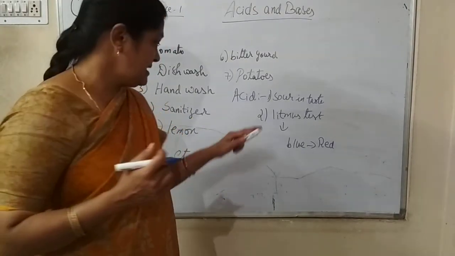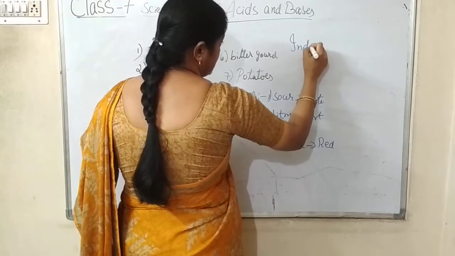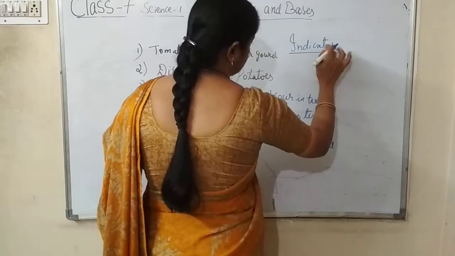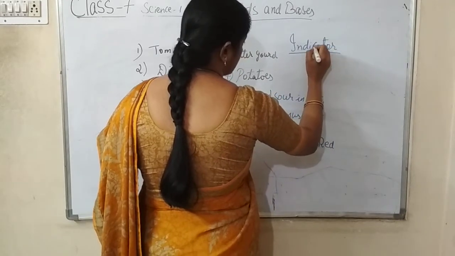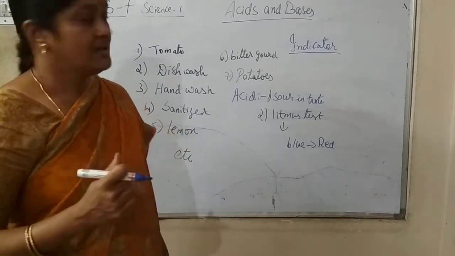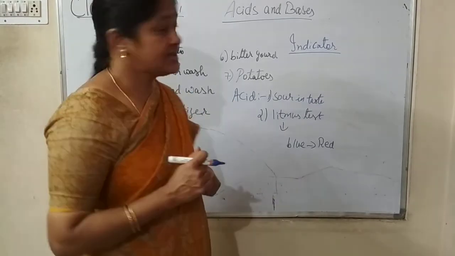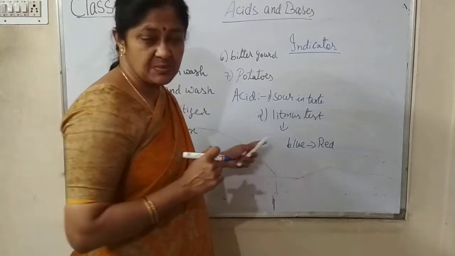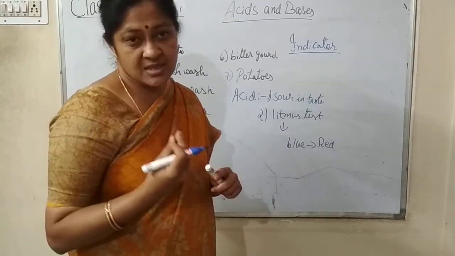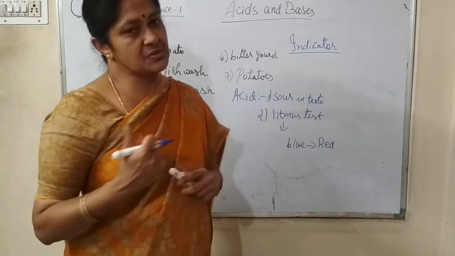And litmus paper is called an indicator. An indicator means the substance which tells us whether it is an acid or a base. We have two types of indicators, natural indicators and artificial indicators. So what are natural indicators? The litmus paper that is used, or the turmeric you can use, or you can even use beetroot, red cabbage, rose, hibiscus.